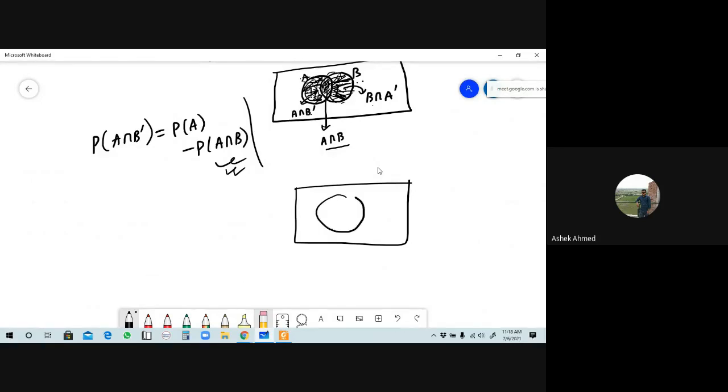So we can say that if this is B and this is A, can you say from this figure A subset B? Is it right? Yes, sir. Okay.